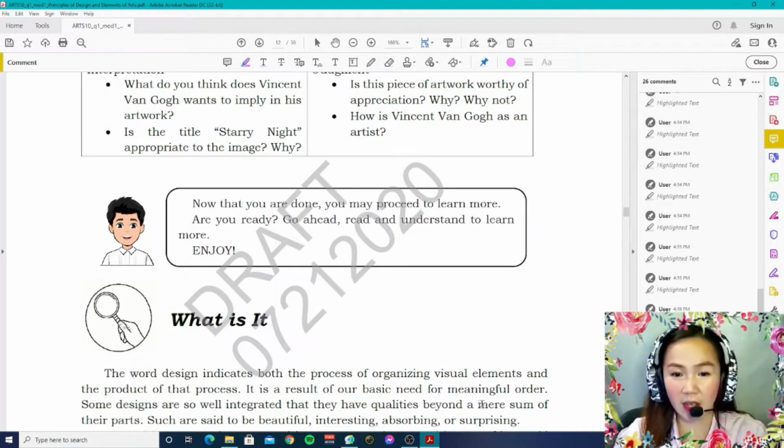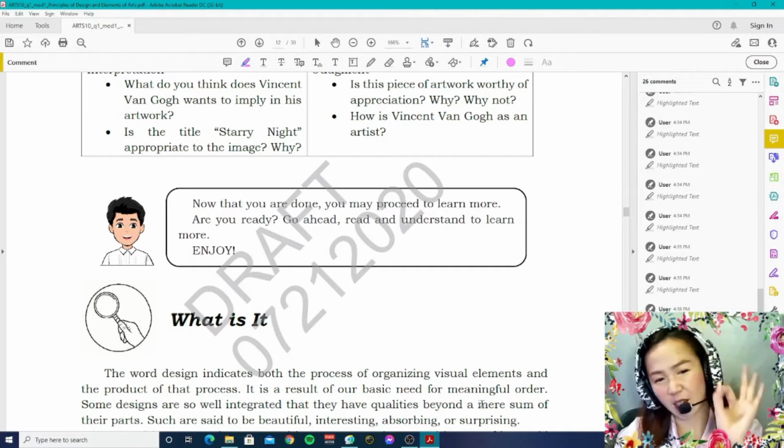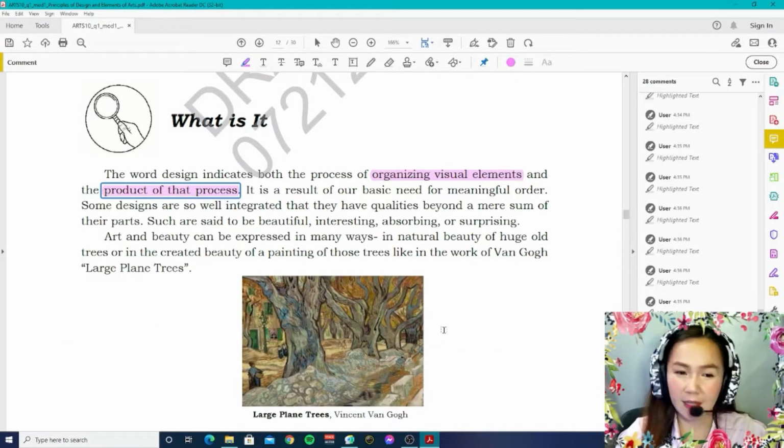Now that you are done, you may proceed to learn more. Are you ready? Go ahead, read and understand to learn more, okay? Enjoy. Now let's go. What is it? The word design indicates both the process of organizing visual elements and the product of that process. It is a result of our basic need for meaningful order.